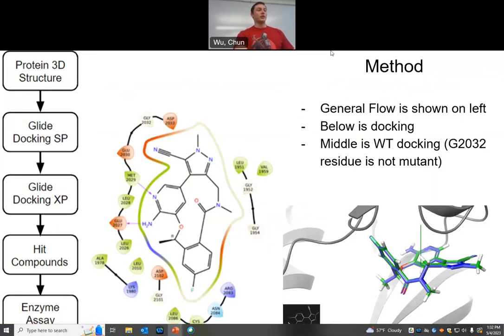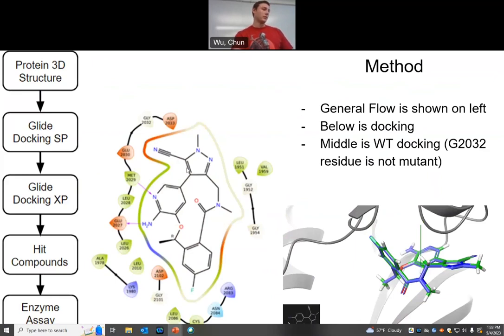The way we're going to find it is we start with the protein structure and screen a bunch of drugs against the current FDA drug and get docking scores at standard and extra precision. Then we're going to use the hit compounds in an enzyme assay.